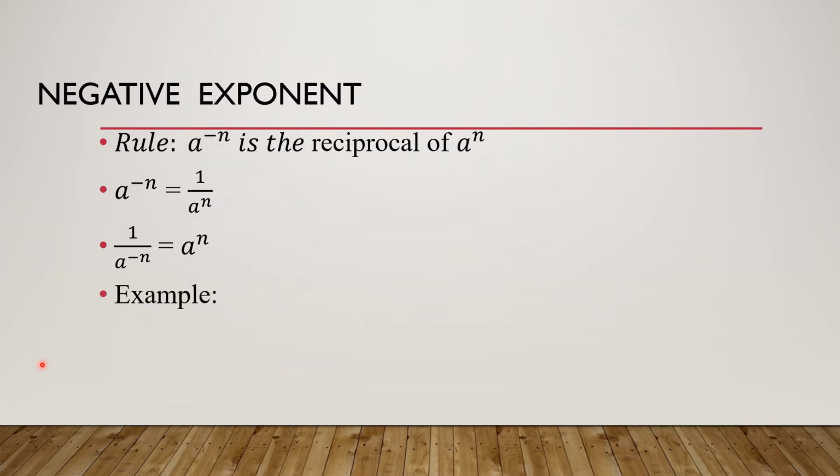Let us have an example. 5 raised to negative 1 is equal to 1 over 5 or 1/5. 2a raised to negative 2 is equal to, copy, 2 times, then write a raised to negative 2 in a non-negative exponent. So we have 1 over a squared. Then multiply, 2 times 1 is 2 over a squared.